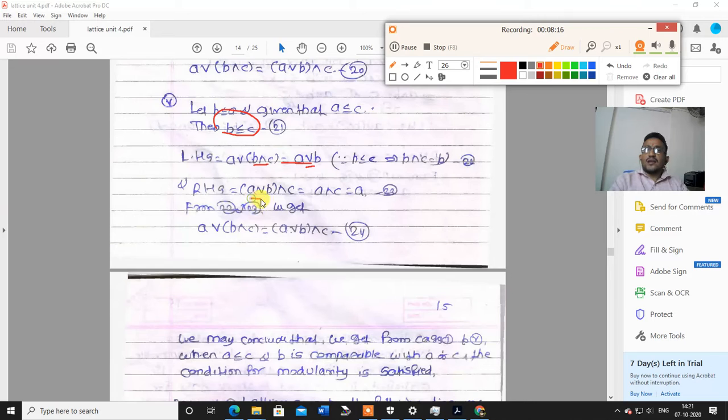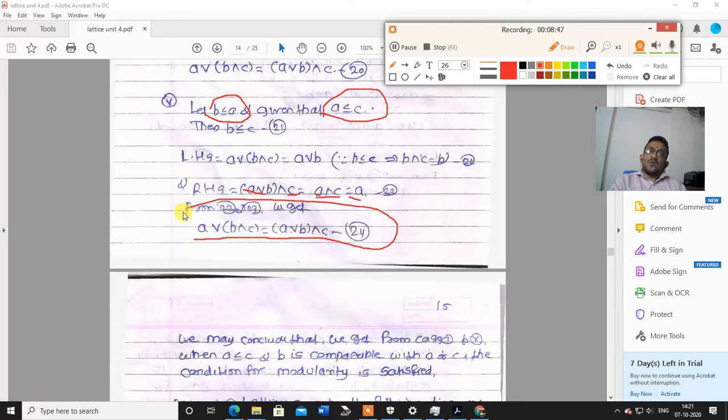And RHS here, A join B meet C. Okay, as what is here? B is related to A. So that we can say that A join B is equal to A, and as this meet C, therefore we get A meet C. What is given here? A is related to C. Therefore we can see that A meet C is equal to A. So therefore by equation 22 and 23 we claim that A join B meet C is equal to A join B meet C. Say the equation 20. Okay.